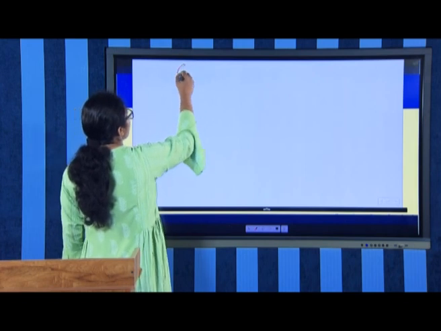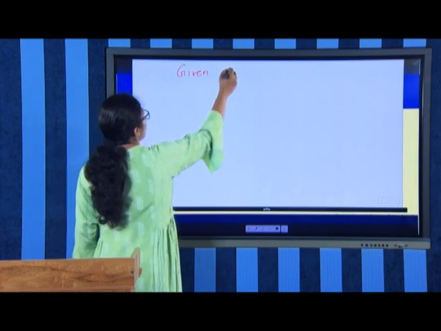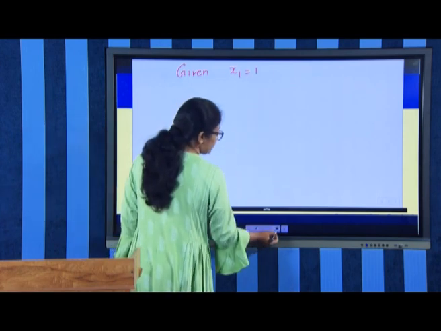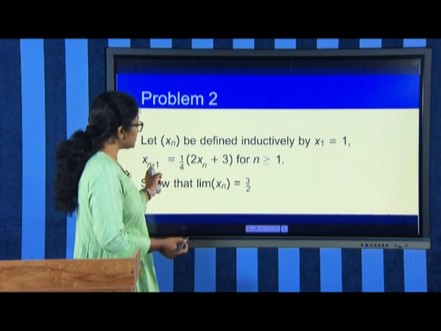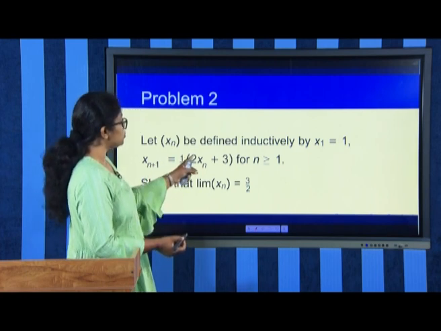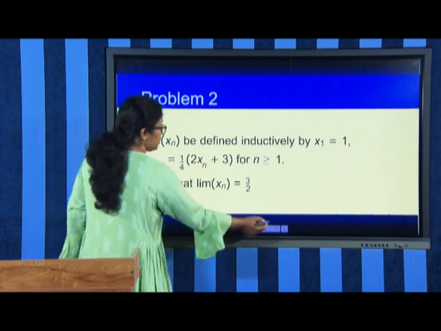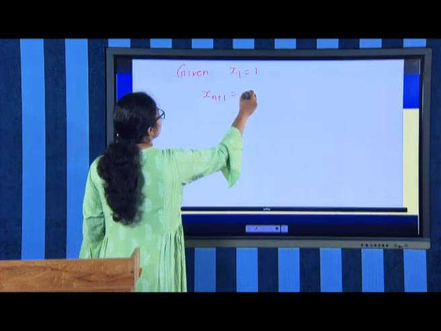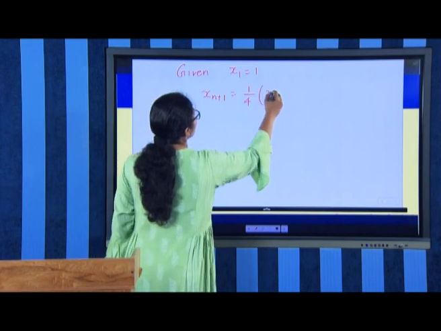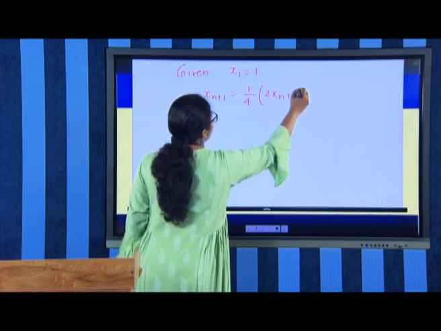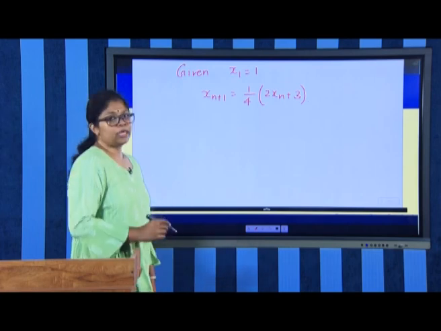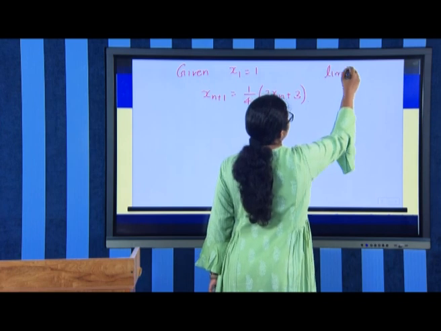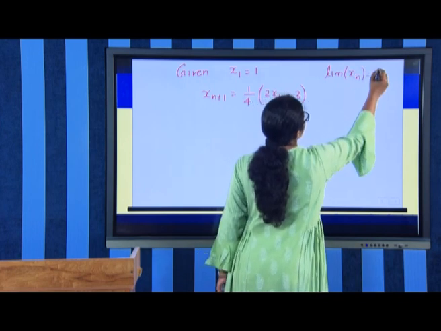We are given x1 is equal to 1 and we are given a recursive definition xn plus 1 is equal to 1 by 4 into (2 xn plus 3). We are asked to show that the limit of this sequence is equal to 3 by 2.